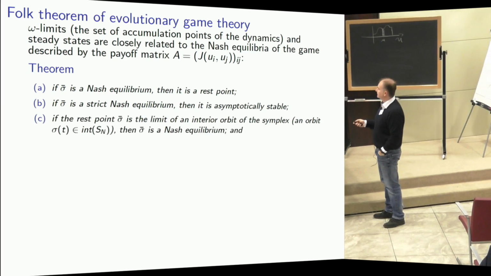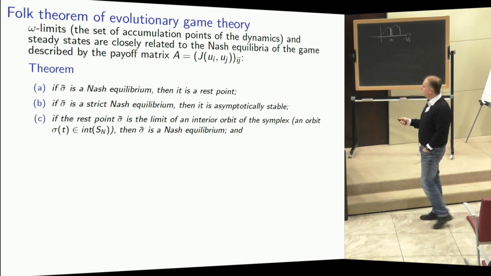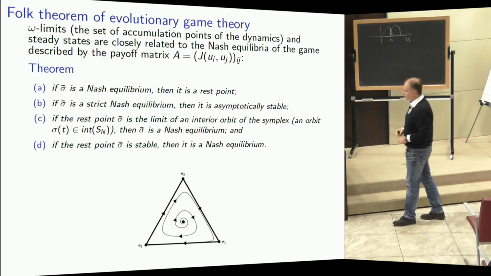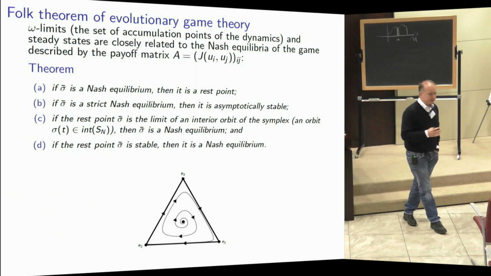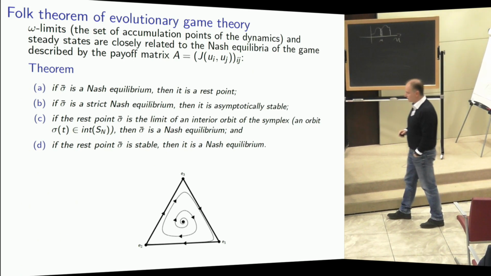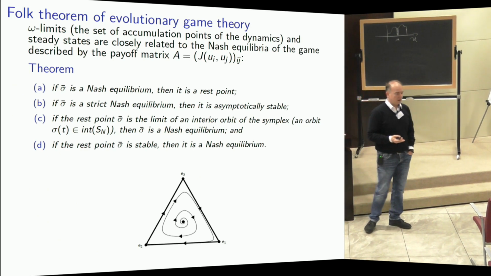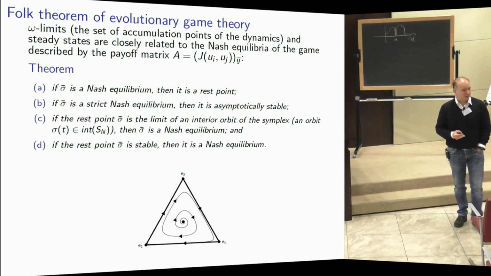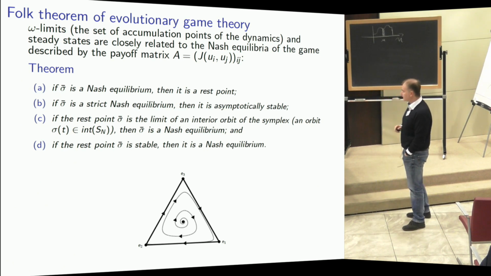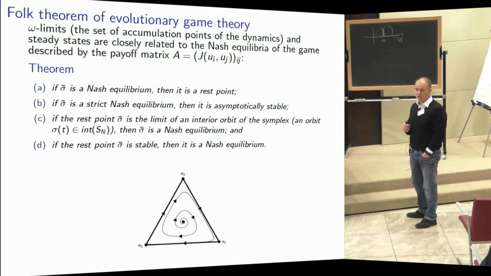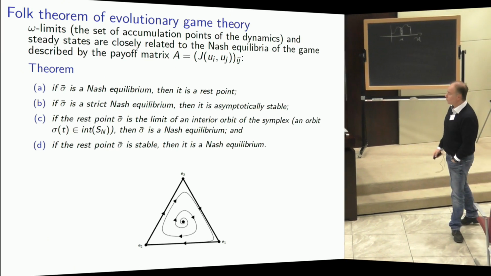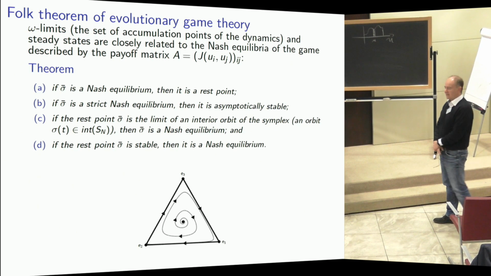A rest point that is a limit of an interior orbit in the simplex is also a Nash equilibrium, and a rest point that is stable is also a Nash equilibrium. So they are very closely related. Although in general, the replicator equation is not known to always produce a Nash equilibrium. Sometimes you converge to some other type of equilibria, or you might also converge to periodic orbits or visit strange sets. So it's not necessarily a method that converges to steady states that are Nash equilibria, and it would be interesting to understand where it does converge and what is a general way to understand that.